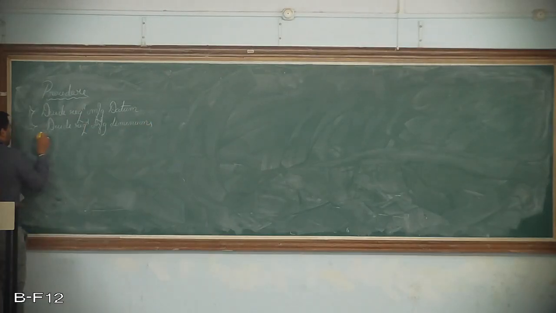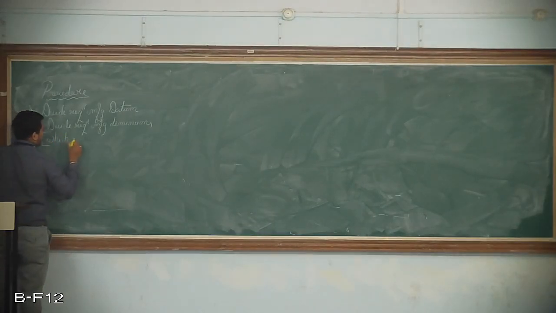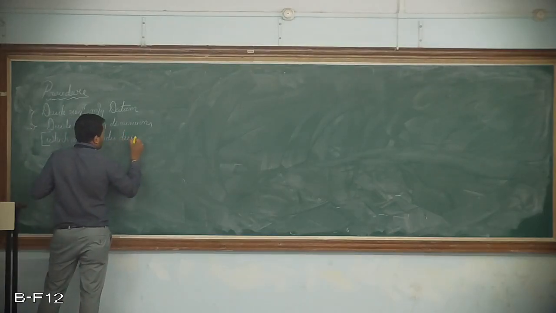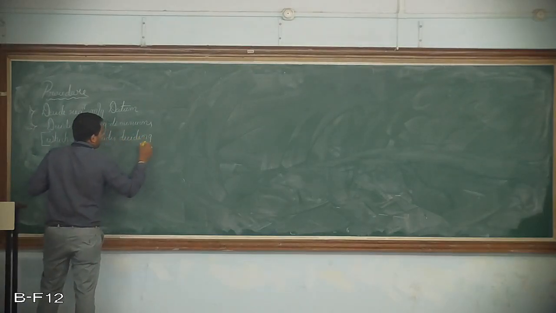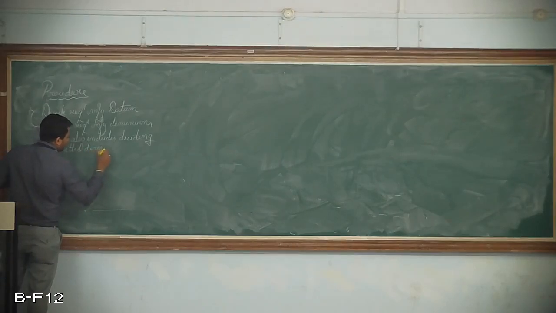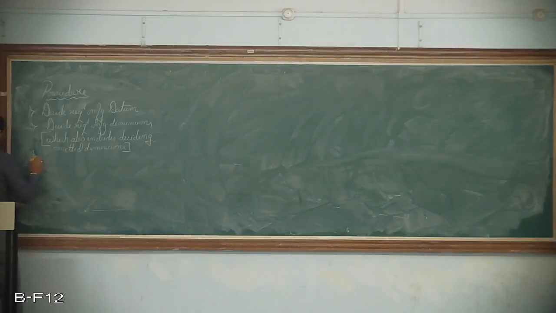In the bracket you write, which also includes deciding geometric dimensions. Third, determine the tolerance for each of the new manufactured dimensions.